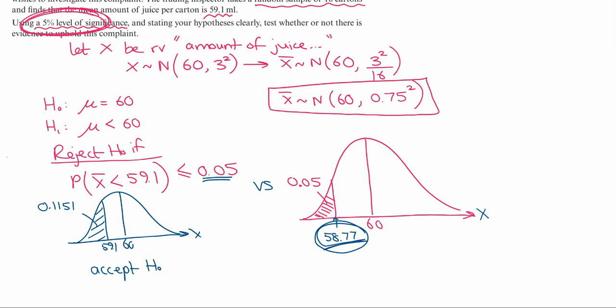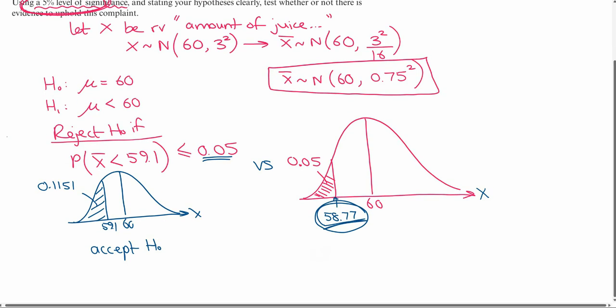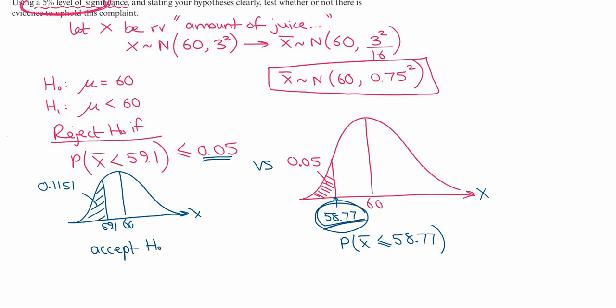So that's why I like finding critical regions. For this one, you could have written, we're going to reject H0 if the probability of X bar is less than or equal to 58.77. So that is when we would reject H0. Okay, so because we're accepting H0, you would then have to write a conclusion.